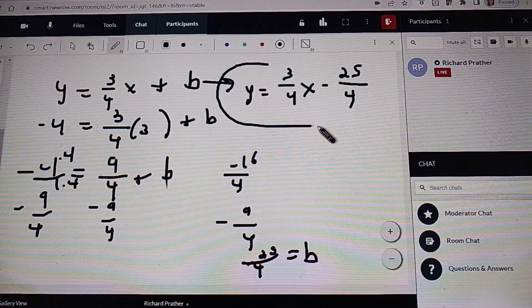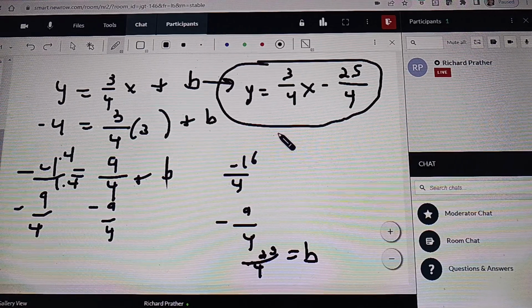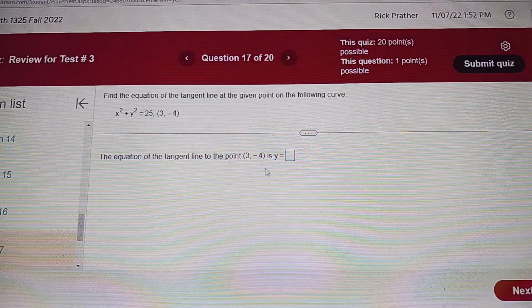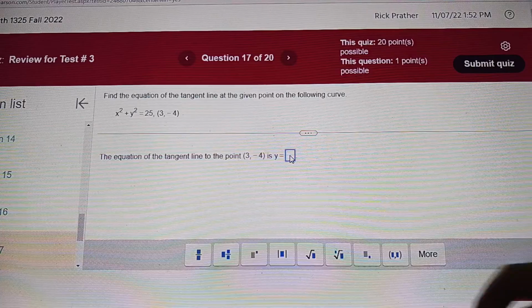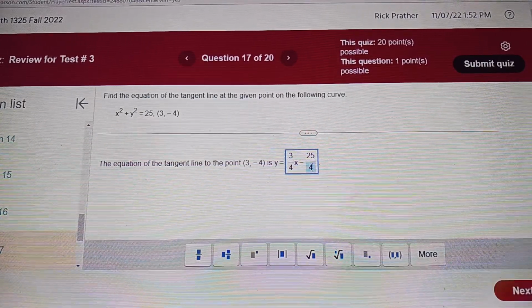And that makes sense because I could tell the slope was positive and the y-intercept had to be some negative value. 24 divided by 4 is 6, so it's a little less than negative 6. And they already have the y equals here, so I just need 3/4 x minus 25 over 4.